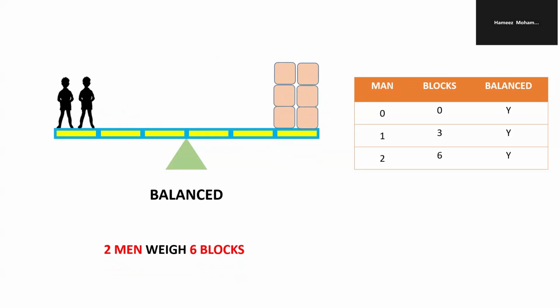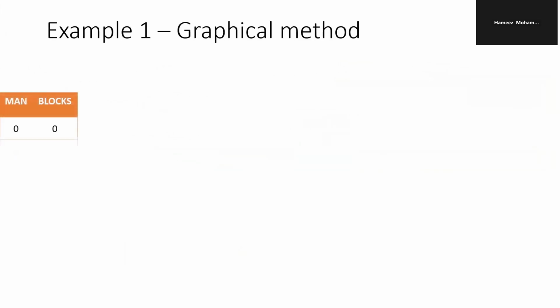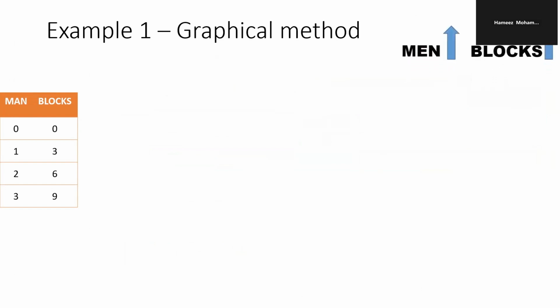And hopefully we could see a pattern there. So it could tell us that we could take that information and extrapolate it even further. That if we have 3 men, it should take 9 blocks to balance. So we could see that we're having some sort of ratio. So as the number of men increases in order for it to be balanced, then the number of blocks has to increase.